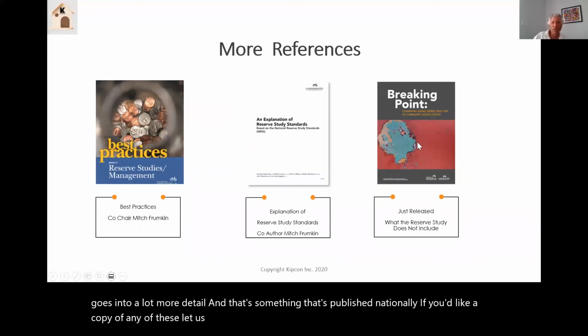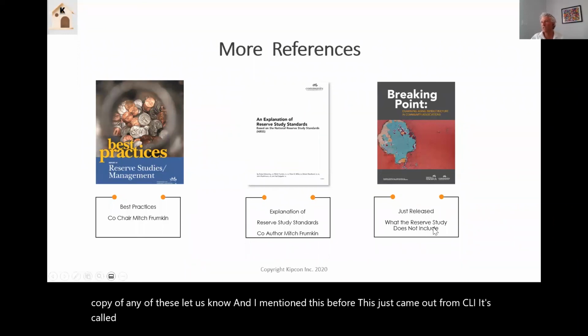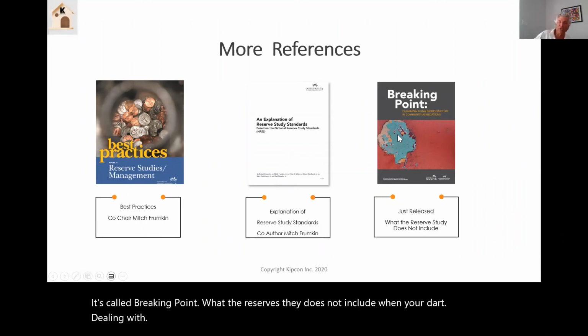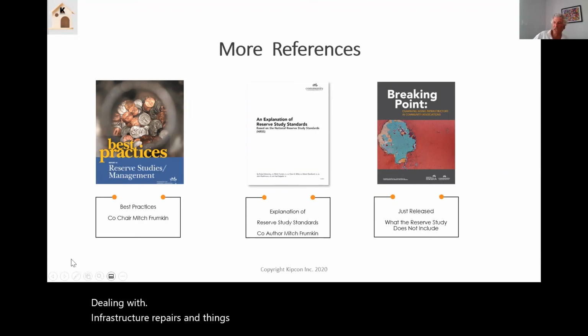And I mentioned this before. This just came out from CAI. It's called Breaking Point. What the reserve study does not include when you're dealing with infrastructure repairs and things you can't see, such as risers and high rises.